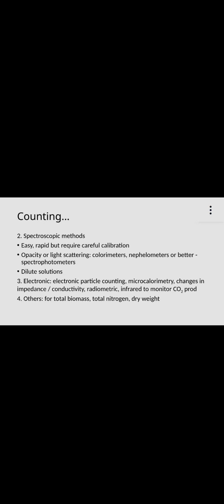Then there are the other methods. You can measure the total biomass, total nitrogen, dry weight, etc. So all those are different ways in which growth can be checked. The growth of a microorganism can be checked.